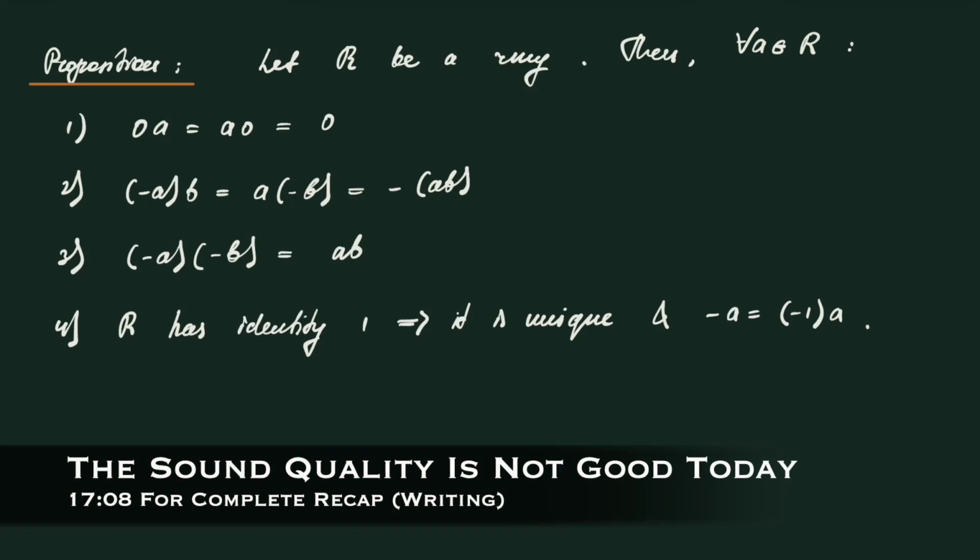Hello everyone. Last time we defined rings. Whenever a new mathematical object is introduced, a natural question follows. What can we deduce from the axioms alone? Today we'll examine four simple identities that hold in every ring.